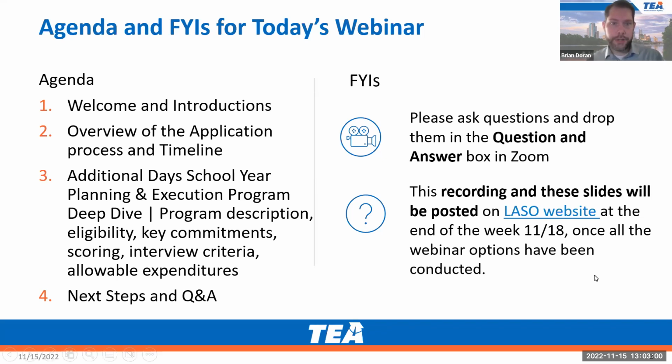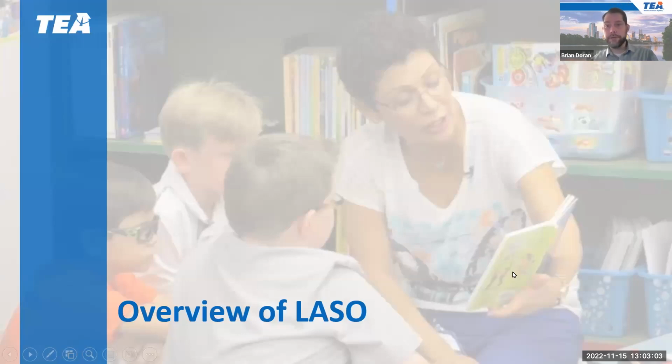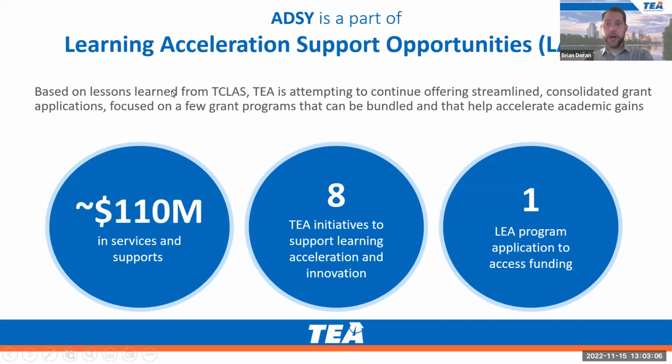All right, so let's go ahead and dive in deeper to LASO itself. The Learning Acceleration Support Opportunities is really T-Class 2.0. So based off of lessons that we learned from T-Class, we are running another common grant application. The goal is really offering a streamlined, consolidated grant application process for LEAs and really focused on a few grant programs that are able to be bundled and really focus on that learning acceleration piece. So through LASO, we have approximately $110 million in services and supports through 8 different grant initiatives. And that is all accessible through one program application.